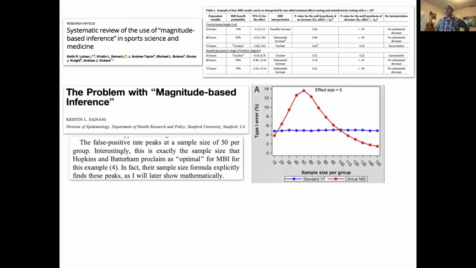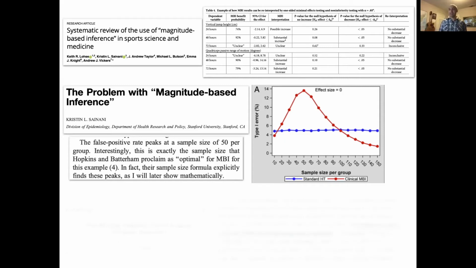So the statistician and epidemiologist Kristin Sainani wrote this really nice review of exactly what is happening with magnitude-based inference. And she found that, because it weighs the costs and benefits, it's heavily weighted toward false positives. So this is a figure looking at false positive rates, the rate of type 1 errors, under an assumption of no effect. With traditional frequentist statistics with a p-value of 0.05, if you give it a no-effect study, you're going to have a 5% chance of getting a false positive. At around a sample size of 50, there's almost a 15% chance of a false positive with magnitude-based inference, which is basically exactly the main range of sample sizes used in sports science. And it seems like a problem.